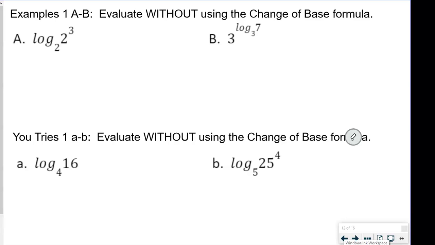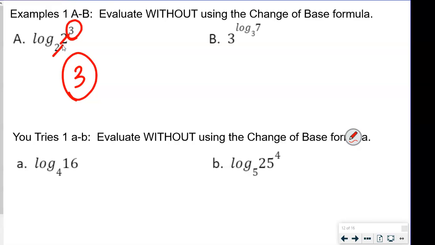So we're going to go to a at the bottom, and I'm going to show you how to do both of these, and then we'll go to b. First of all, what we need to notice is we have log base b of b. These are both bases, right? So they're going to cancel each other out, so our answer is actually going to be that 3 right there.